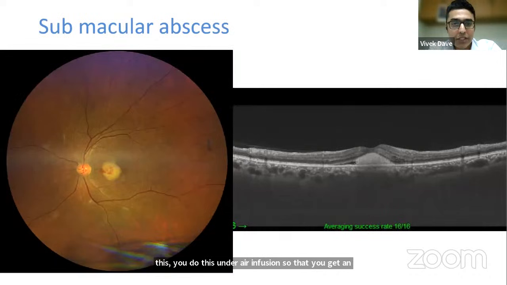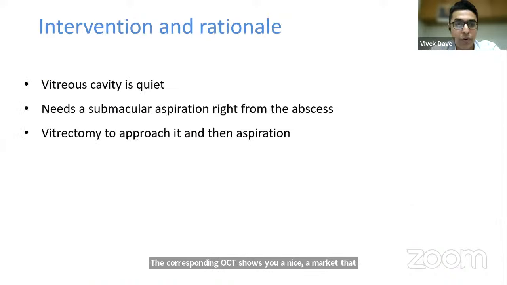We then go to a special subset of endogenous endophthalmitis, which is a submacular abscess. This again was a patient who was severely immunocompromised and came with loss of vision. Here you see a small yellowish lesion on the posterior pole with some amount of hemorrhages. Clinically, most of us would agree that in the given clinical scenario, this would be an infectious pathology. The corresponding OCT shows a nicely demarcated hyperreflective lesion in the subretinal space with some subretinal fluid.